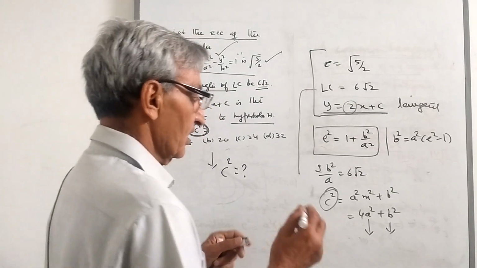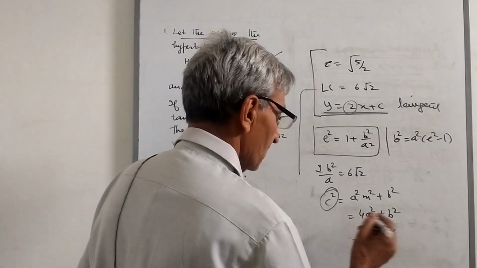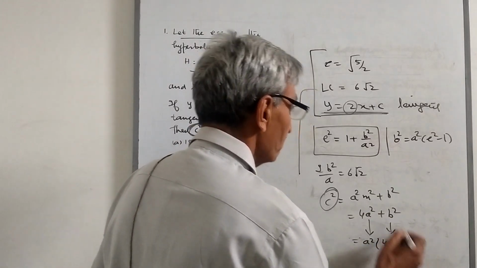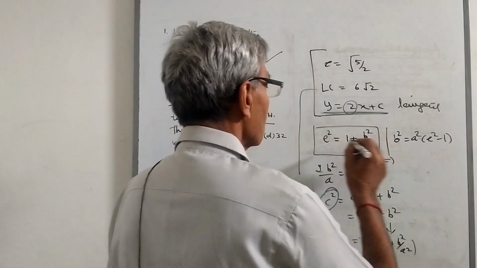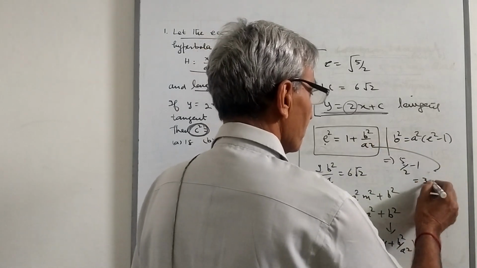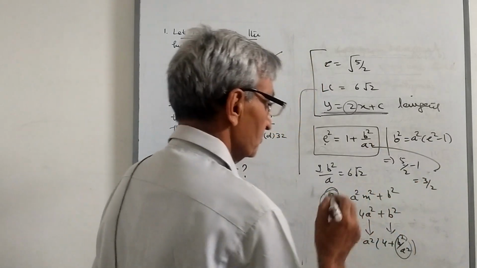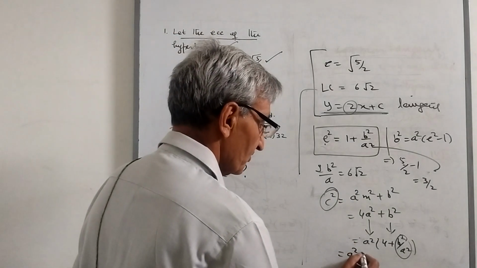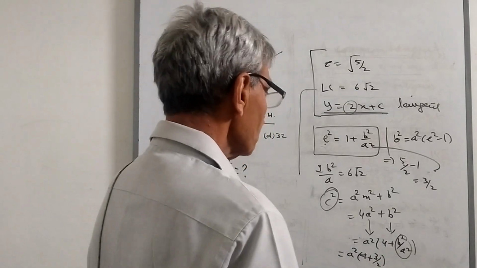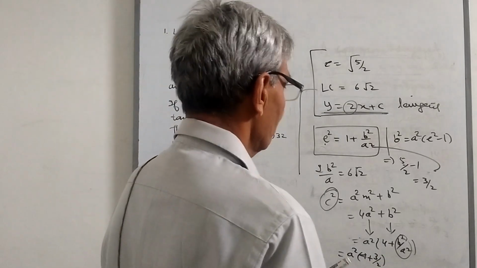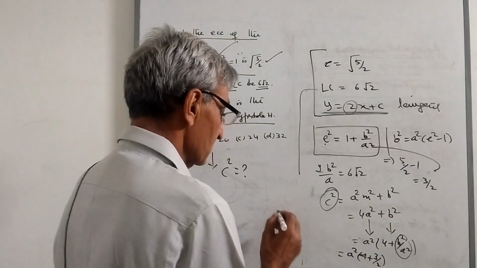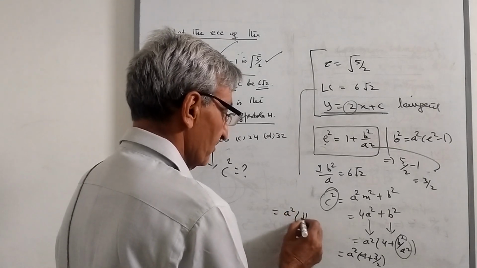Look at this now. Let me take a square common from here: a square into 4 plus b square upon a square. And I know b square upon a square is equal to e square minus 1. E square is 5 by 2, minus 1, the answer is 3 by 2. So it is 3 by 2. This is equal to a square into 11 by 2.